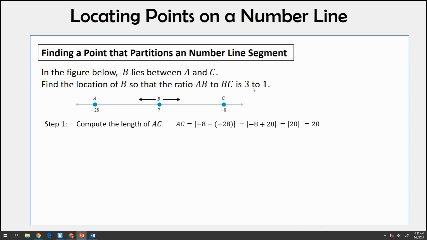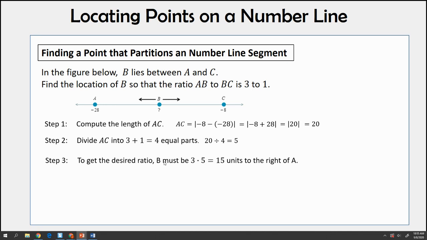Now I want to break it in a 3 to 1 ratio. What that means is a 3 to 1 ratio means there are 4 equal parts. Okay, I want AB to be 3 and BC to be 1, so it's got to be 4 equal parts here. Since it's going to be 4 equal parts, I want to take my distance from A to C and divide it by 4. That answer is 5. So each of these equal parts is going to be 5 units. I want to mark off 5 units, 5 units, 5 units. Okay? Now I get the desired ratio.